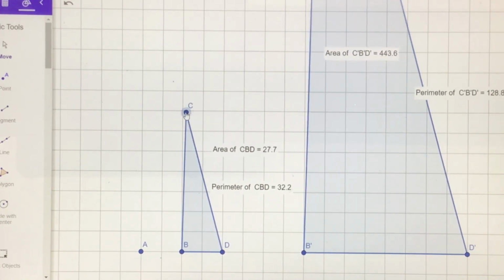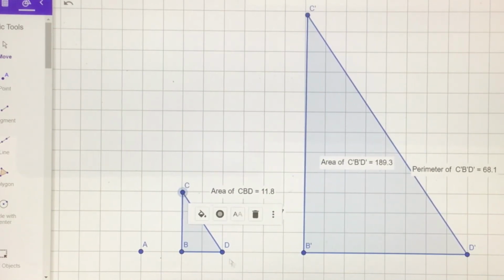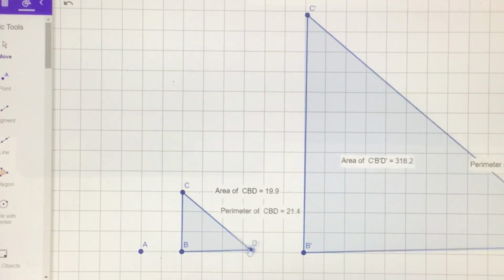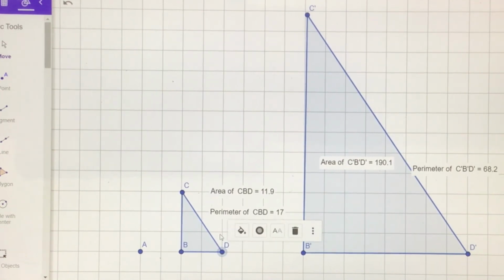Or maybe it's doing something different, but you can see I can move these around and I can change the size, but no matter what, the perimeter is going to be 4 times and the area is going to be 16 times. Okay? All right, let's look at a couple other numerical examples.